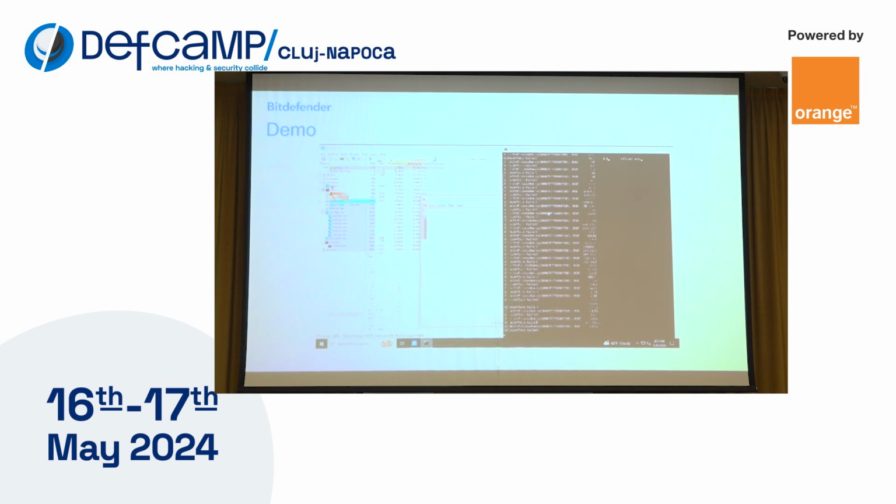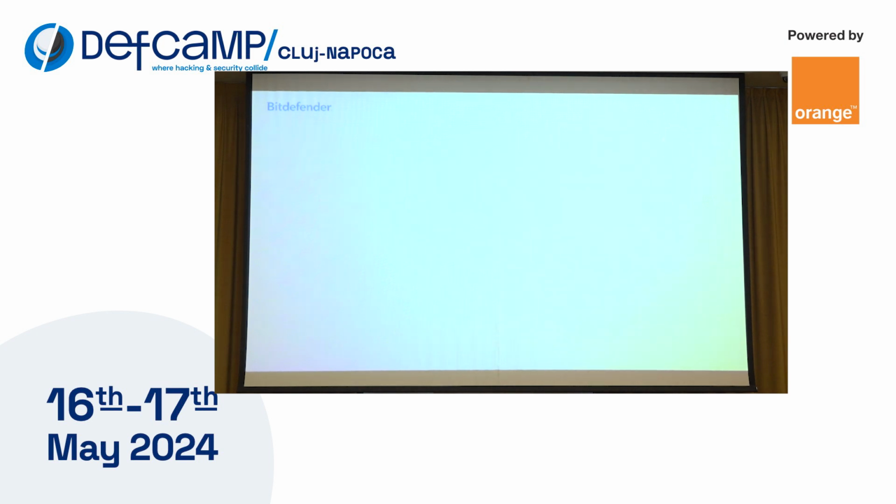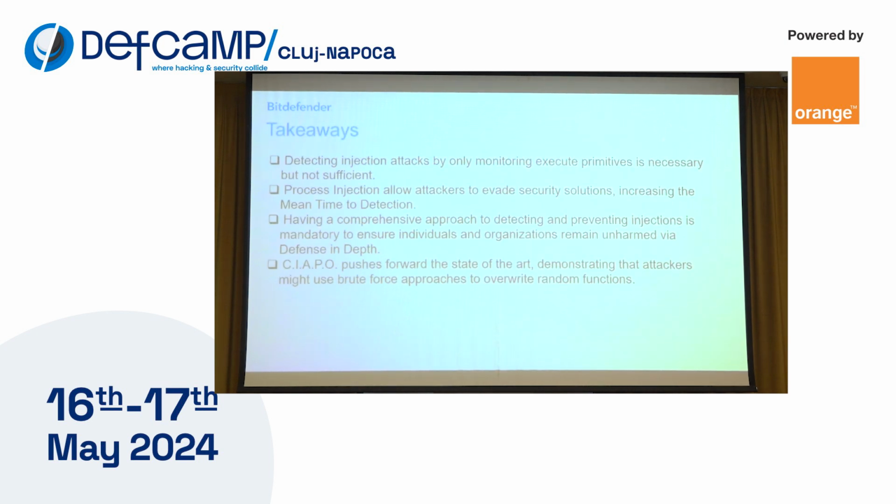Well, to wrap things up, detecting injection attacks by only monitoring execute primitives is, in this day and age, still necessary, but is not sufficient. It's not enough that you can catch the execution primitive of extra window memory injection if you cannot catch thread pool party executing normally, or CIAPO executing normally.